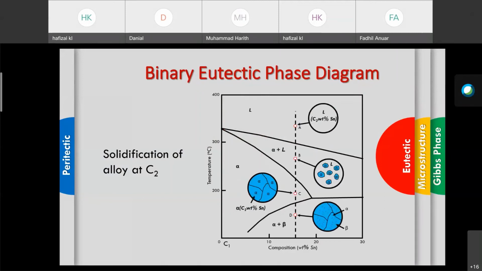Okay. And also if we have this line, we can see there is a slight difference as alpha and also beta take place. Okay, so I think you would be able to draw something like this, at the line of C2.